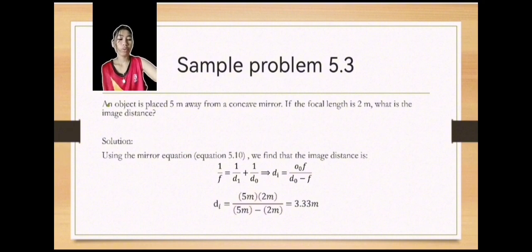Again, using the mirror equation, we have d sub I is equal to d sub O times F over d sub O minus F. So just simply substitute the given, which is d sub O, the distance of the object, which is 8 meters, and the focal length is 5 meters, over d sub O, which is 8 meters, minus focal length 5 meters, and we get 13.33 meters.